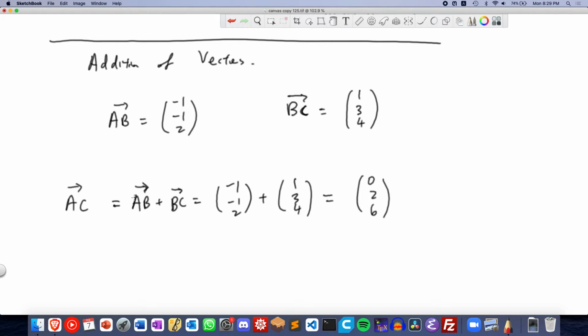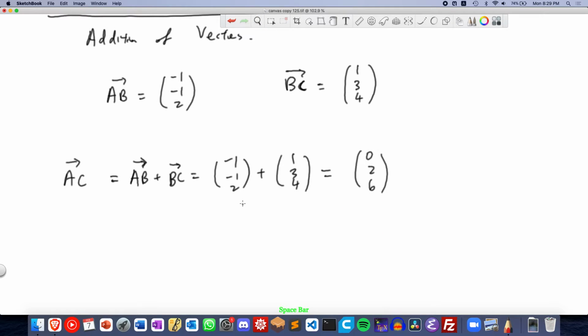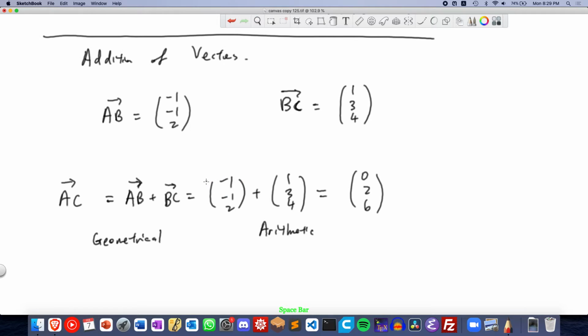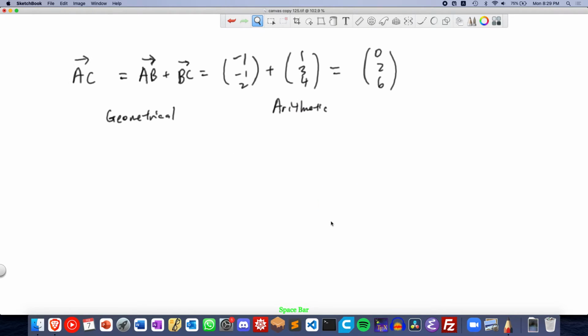So on the right hand side we have the arithmetic rule, the numerical rule for adding up vectors. On the left hand side we have the geometrical picture. So to understand vectors, it's always going to be an interplay between the arithmetic rules and the geometrical picture, and you need to be able to understand both of them well in order to understand how to do the questions. So what do I mean by this?